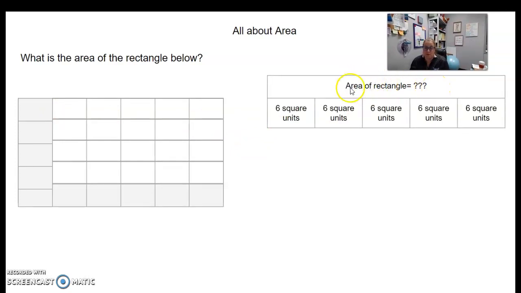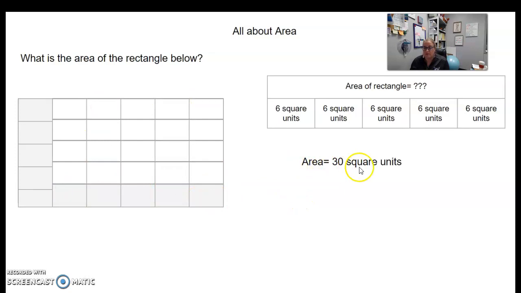That's what I'm looking for. I have my 5 rows, 1, 2, 3, 4, 5, on the side, and inside of each one there are 6 square units. Now from here I could either count every single one of my squares. That's one strategy. I could count by 5s: 5, 10, 15, 20, 25, 30. Or I could count by 6s: 6, 12, 18, 24, 30. But regardless of my strategy, I always end up with an area of 30 square units. So that's another way we could find area.